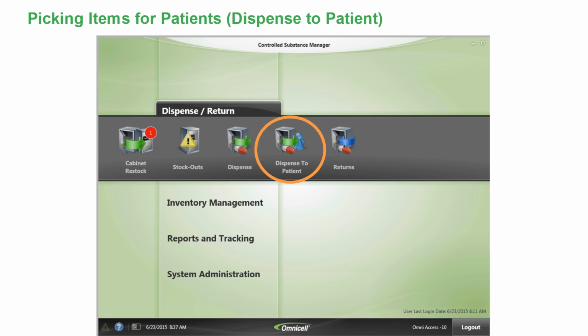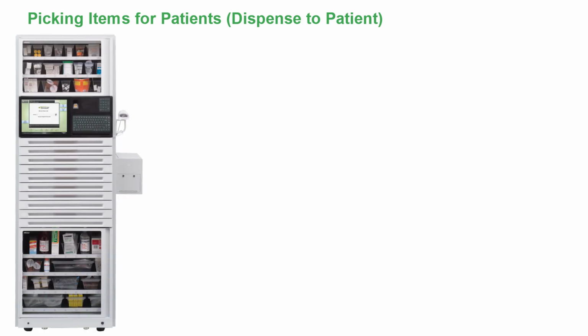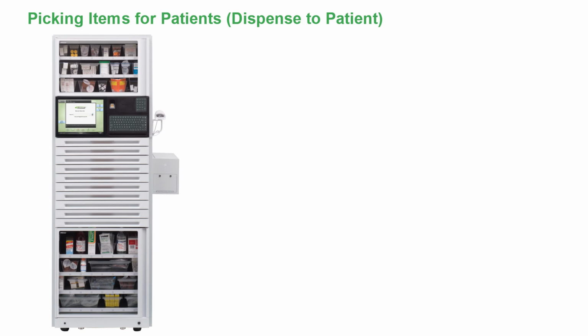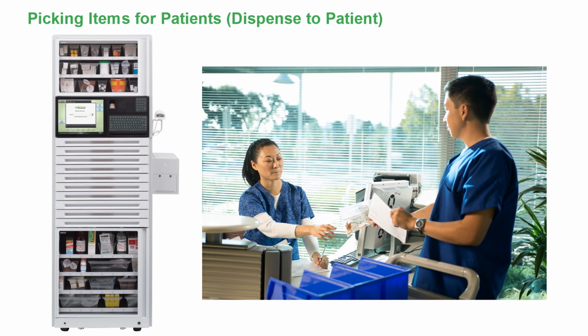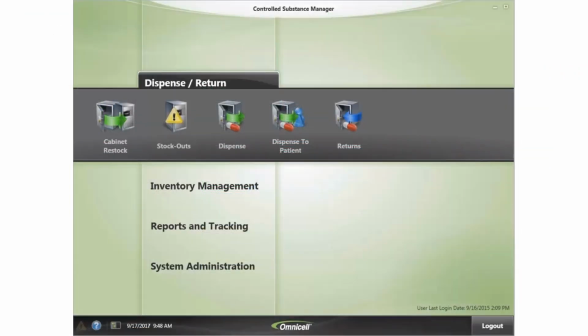Use Dispense to Patient to pick medications for a specific patient. You may pick medications either to be delivered to an OmniCell cabinet or to a hospital area near the patient's location. In this demonstration, you'll learn how to pick items for patients in CSM.